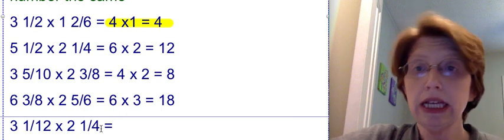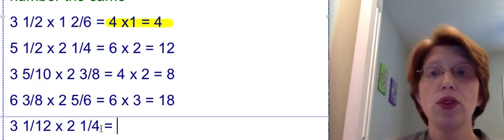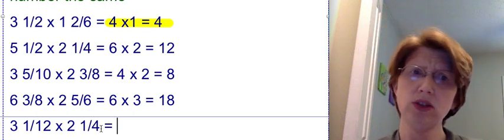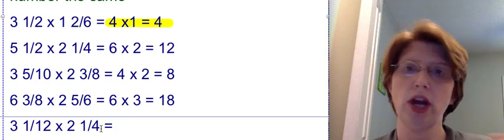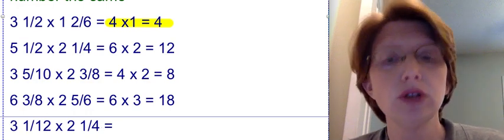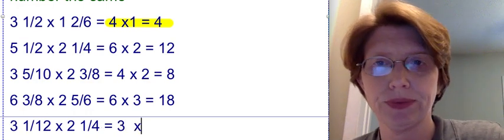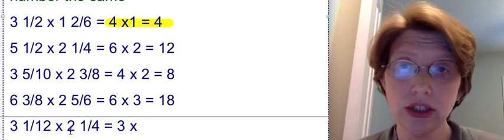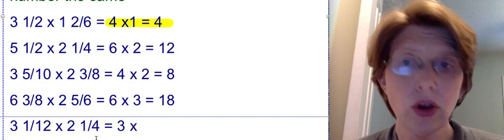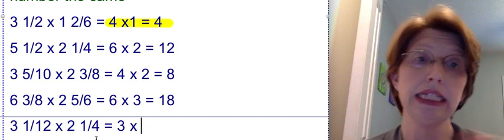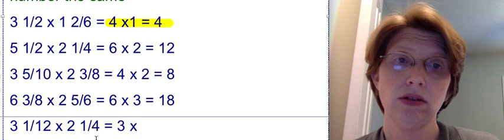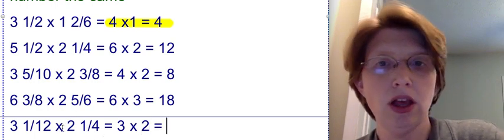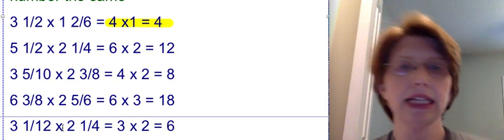And this is number 5. 3 and 1/12. 3 and 1/12. So 1 out of 12, is that half? No, not anywhere close, is it? So that whole number is going to stay a 3. 3 times, now look at the 2. 2 and 1/4. 1 out of 4. Is that half? No. So we're going to keep that a 2. 3 times 2 is 6.